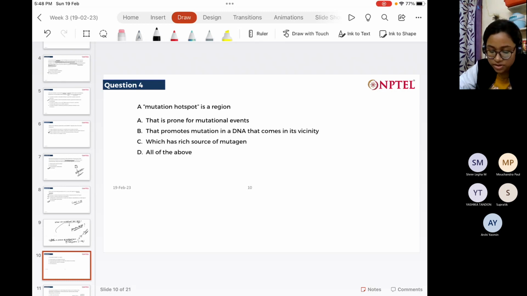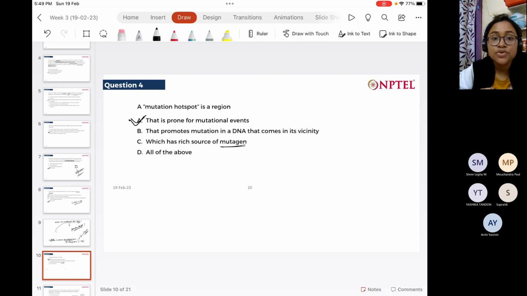So hotspots, mutation hotspots, just now I said that these areas are very much prone to recurrent mutations happening. And what kind of recurrent mutations, I've already explained, right? So option A is the correct answer. It is not like they are rich in mutagen. So what are mutagens? Mutagens are basically sources which cause the mutation.